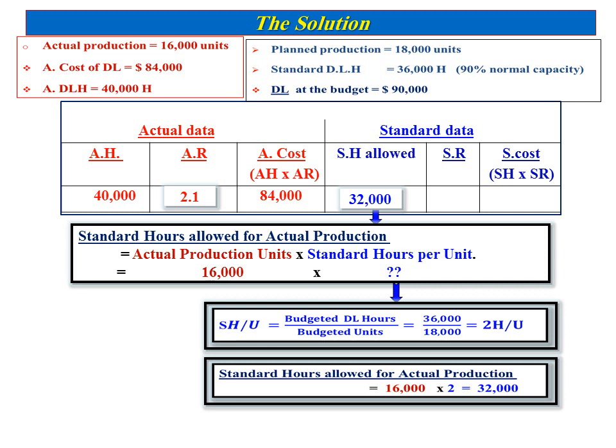Only for direct labor, if you go to the budget information, you have planned production, you have standard direct labor hours, 36, and you have direct labor at the budget, $90,000. See, again, direct labor cost at the budget here, and the standard direct labor hours at the budget here, 36.